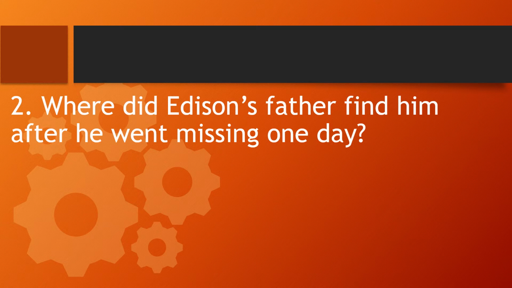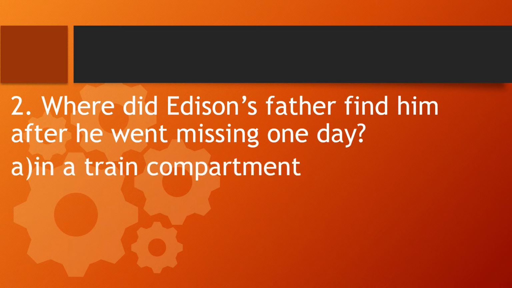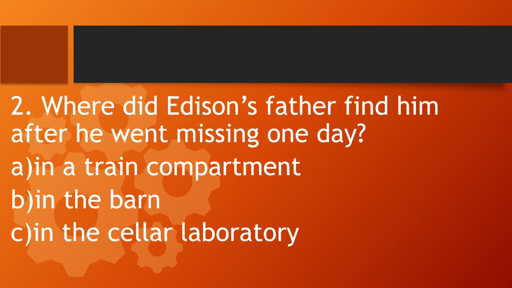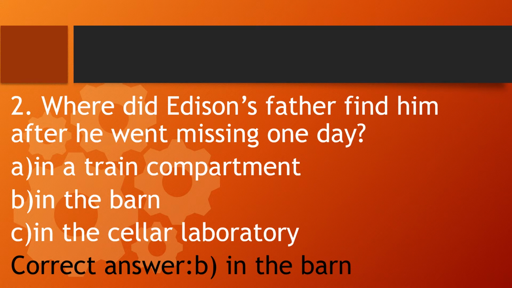Now let's see question number 2. It says, where did Edison's father find him after he went missing one day? Now let us see the options. The first option is in a train compartment. The second option is in the barn. And the third option is in the cellar laboratory. Have you guessed the correct answer? Yes, it's very simple. It is B, in the barn.